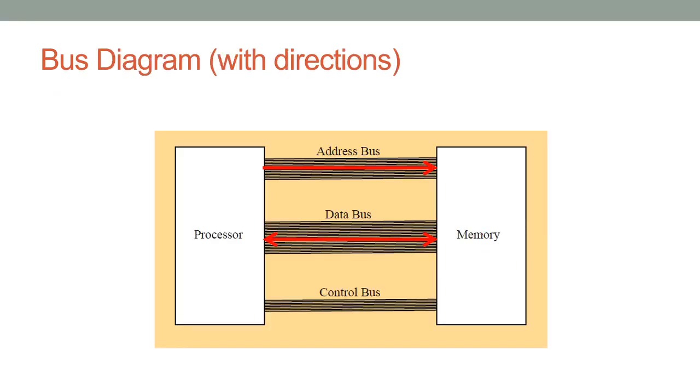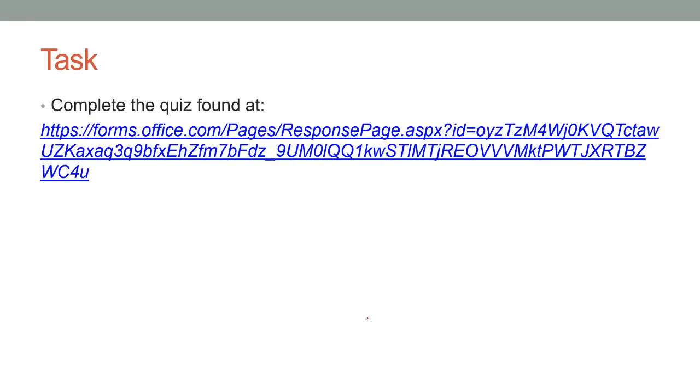Here's a diagram again with the directions. So like I said, unidirectional address bus, bidirectional data bus, and this one has no direction whatsoever. And that's it really.